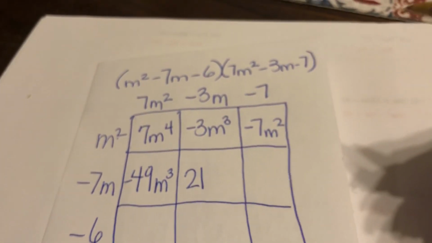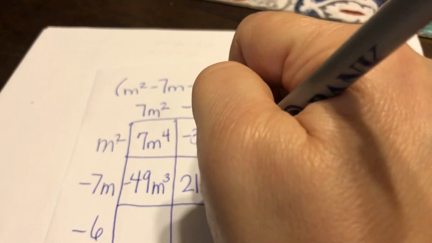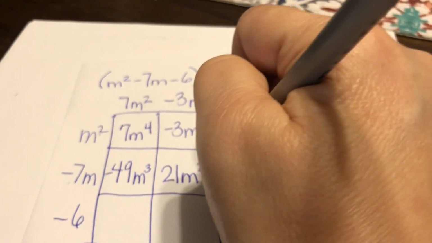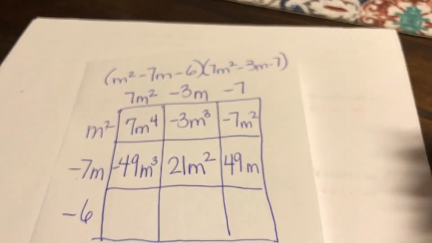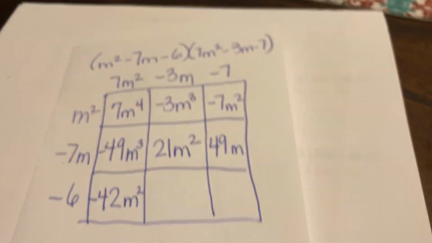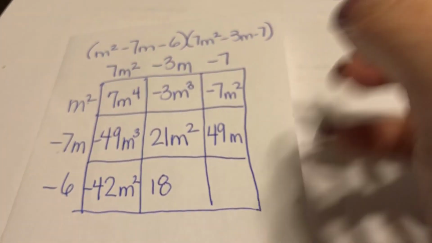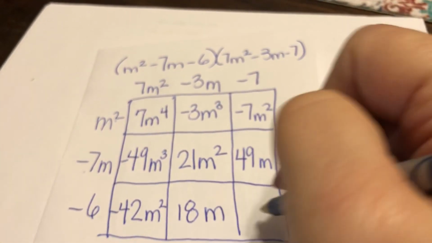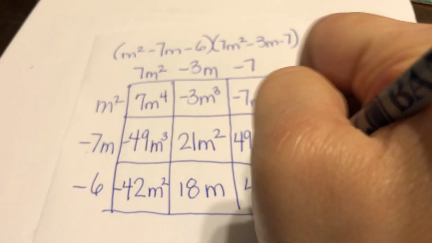Negative 7m times negative 3m is going to give me a positive 21m squared. And then negative 7m times negative 7 is going to give me a positive 49m. Then I go to my negative 6. Negative 6 times 7m squared is negative 42m squared. Negative 6 times negative 3m is going to give me a positive 18m. And then negative 7 times negative 6 is going to give me a positive 42.